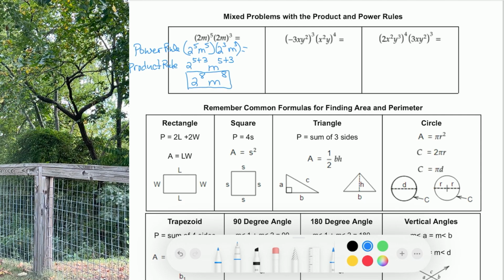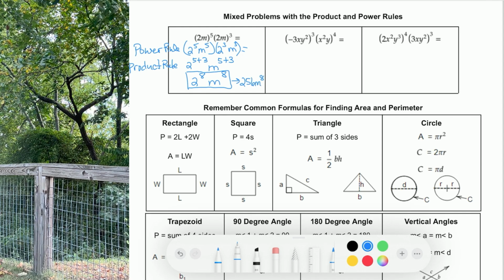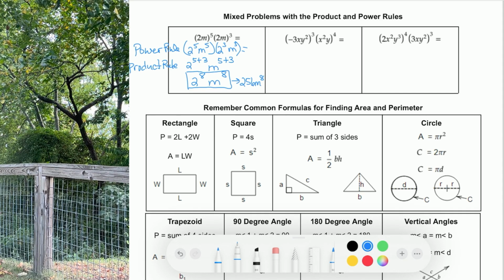Now, again, they may want you to fully simplify your number out, which that would be 2 to the 8th power would become 256 m to the 8th. So if they want you to do that, then that would be your answer. If not, then what I have boxed in would be your answer. And it would just depend on the instructions of the problem. Let's look at the next one.